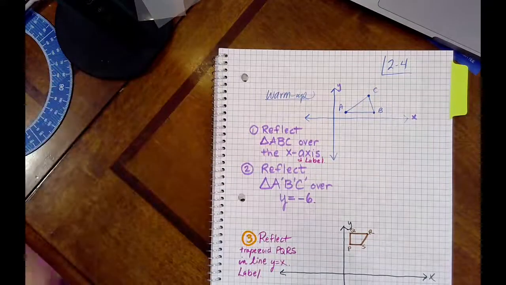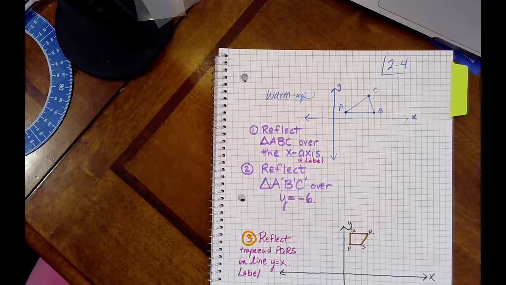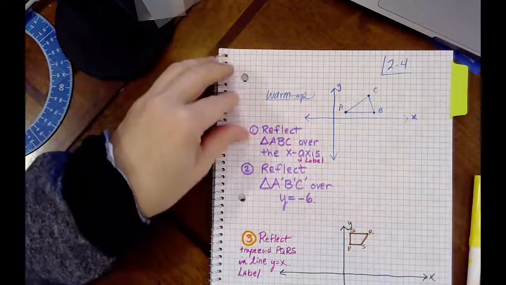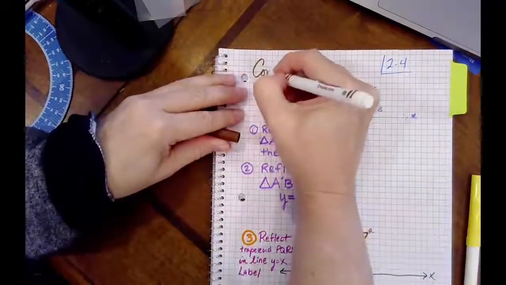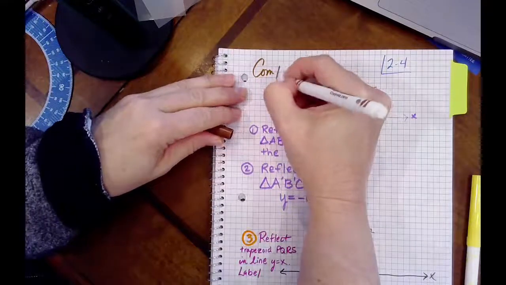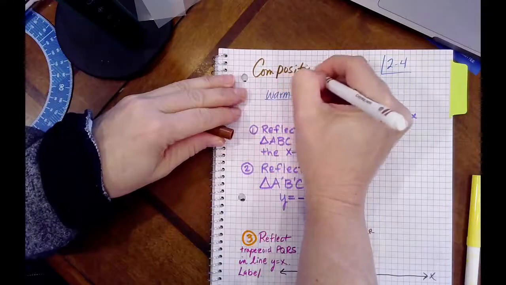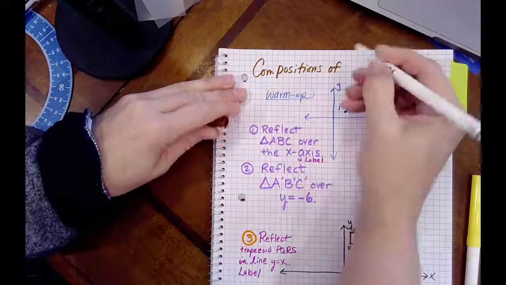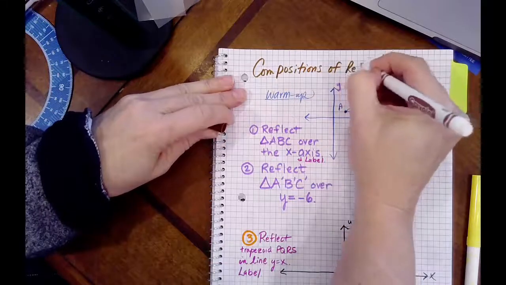Hey, geometry, let's start on 2-4. The subject of 2-4 is compositions of reflections. So as I'm writing this down, you all can as well. Compositions of reflections.